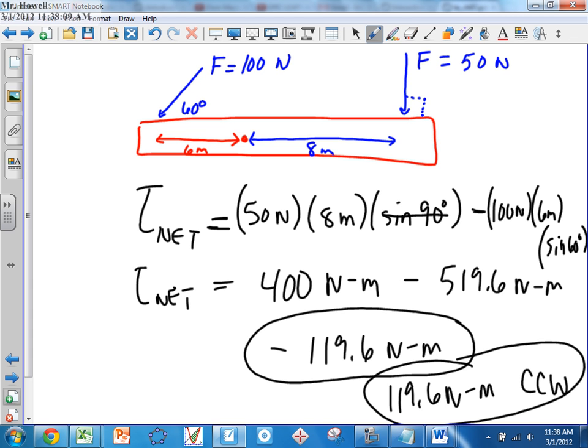Either way. But if I ask you in the problem which way it will rotate, you have to answer with counterclockwise. Remember, if I say which way it will rotate, don't say negative. Negative doesn't tell me anything really, because some people call counterclockwise positive. It's always relative to what you choose in the beginning. We chose clockwise to be positive and counterclockwise to be negative, so since I get a negative, it's counterclockwise. It's based on your choice.